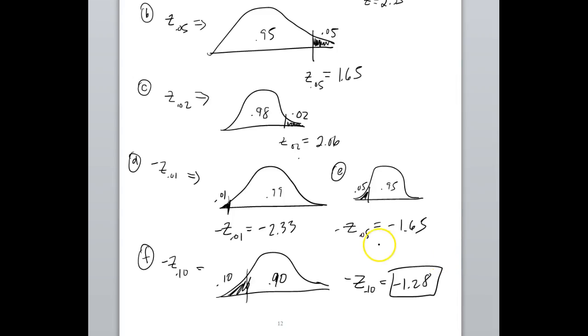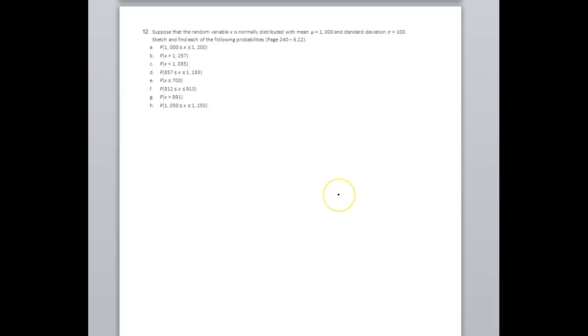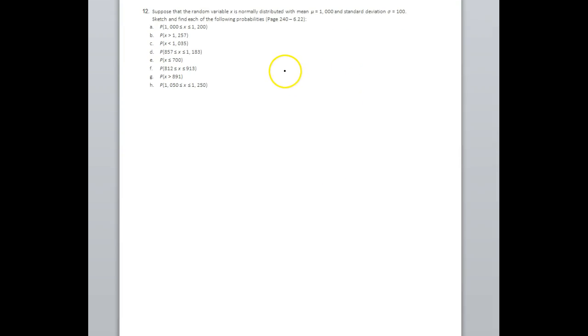There you have it. So that's how you look up z-values for specific probabilities there. All right, suppose that the random variable x is normally distributed with mean equal to 1,000 and standard deviation equal to 100. Sketch and find the following probabilities.